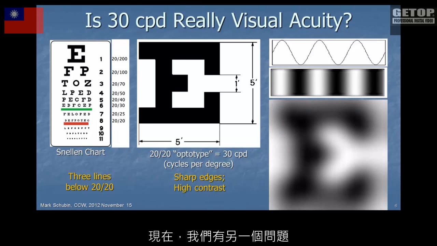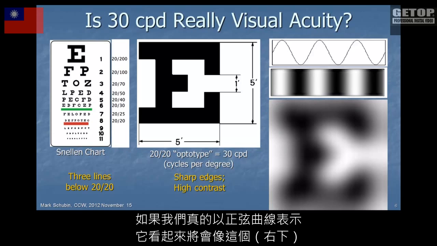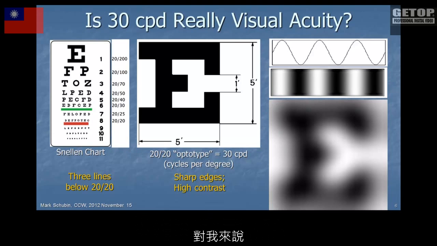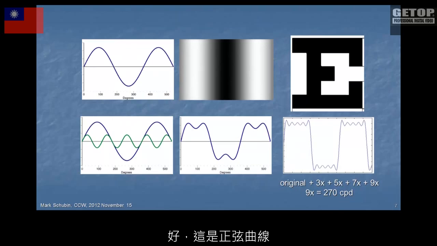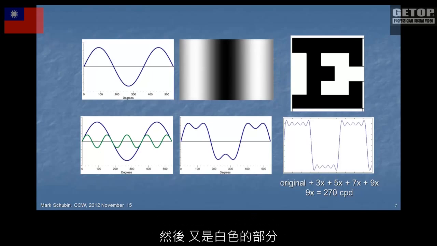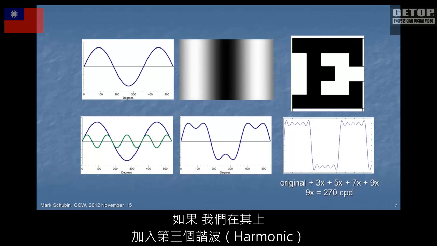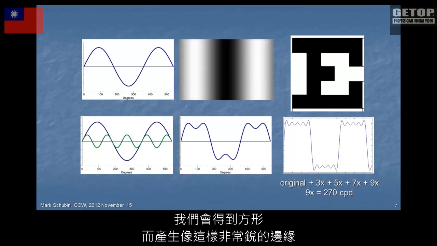Now we have another issue. Here's that E from the eye chart, and what do we notice about the E? It's got very, very sharp edges. Well, if we actually presented a sinusoid, it would look more like this, which to me, looking very close to the screen here, I can barely make out it's supposed to be an E at all. Now, there's the sinusoid, and that's what it looks like, the white part, the dark part, and the bright part again. If we add a third harmonic to that, we get a squarer shape. If we add the 3rd, 5th, 7th, and 9th harmonics, we get a still squarer shape. To get really sharp edges like that, we'd have to add an awful lot of harmonics.